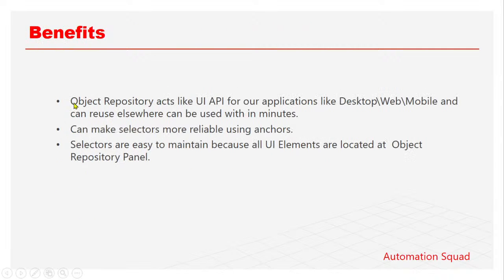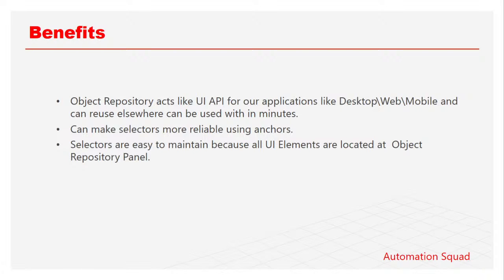So benefits. As we discussed so far, we have covered all the benefits in the first few slides. So here also we are seeing the same. Object repository acts like a UI API for our applications like desktop or web or mobile, and can be reused elsewhere. We can use it within minutes. Like if I provide this particular package to my colleague, he can go to that particular nuget file, install it in his Studio, and reuse it for his projects.